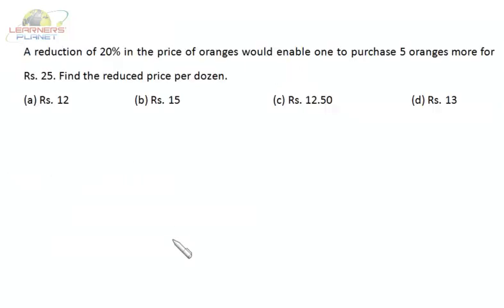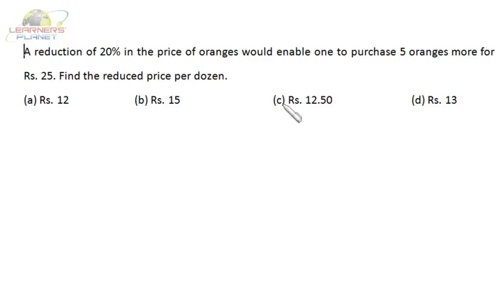Now let's see this question. A reduction of 20% in the price of oranges would enable one to purchase 5 oranges more for rupees 25. We have to find out the reduced price of oranges per dozen. Now friends, what is 20%? It's 1 by 5. Friends, further this is a game of fraction.